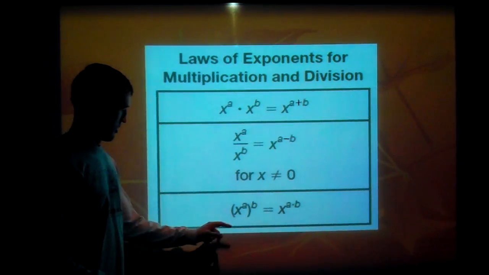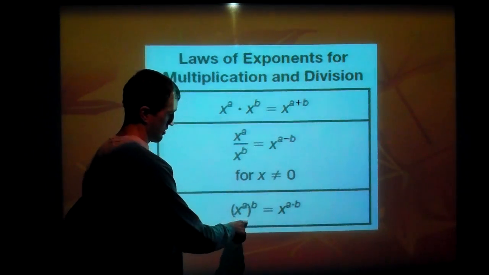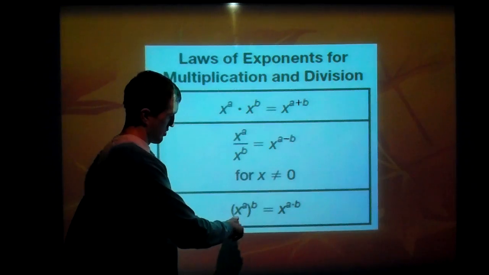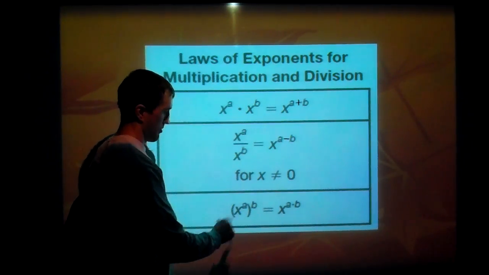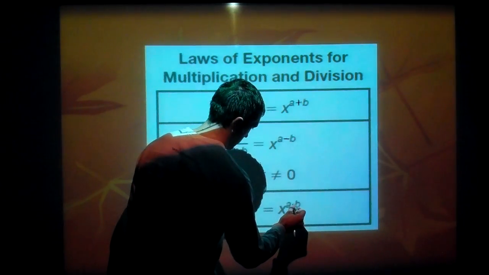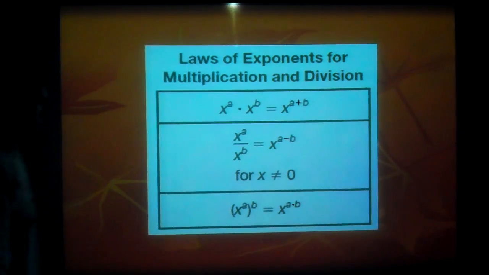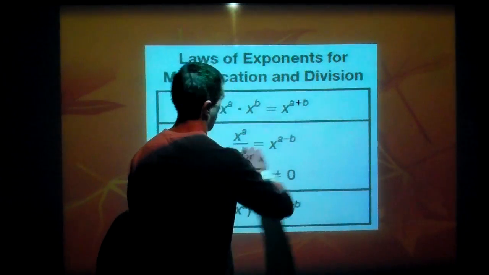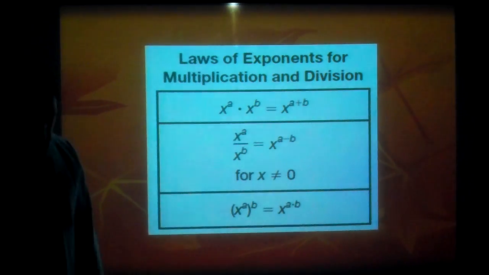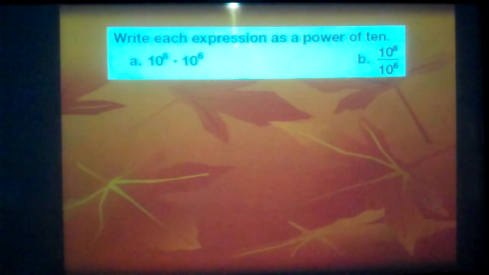And for our last one here, a power to a power. So x to the a to the b power. These can be numbers, don't worry about that. We just multiply those two together. So that's a times b. x to the a times b. That's our shortcut for those scenarios. So that's a good chart to have memorized. We'll be using those a lot in algebra.